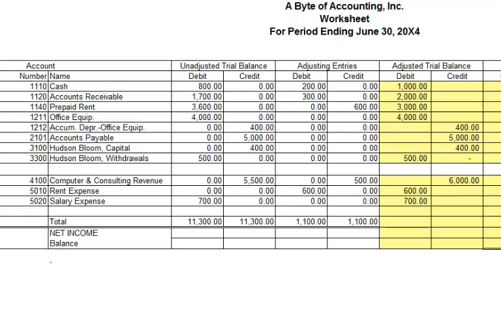Today, we're going to look at completing the worksheet. The worksheet demonstrates that the accounting system is working. If all of your journal entries are in balance, then the unadjusted trial balance and the adjusting entry columns will balance. The adjusted trial balance column nets the unadjusted trial balance and the adjusting entry columns.